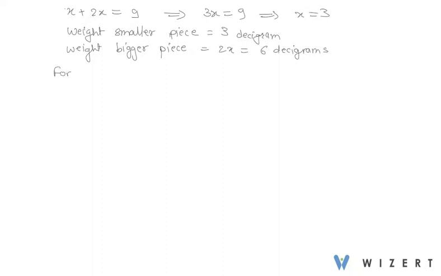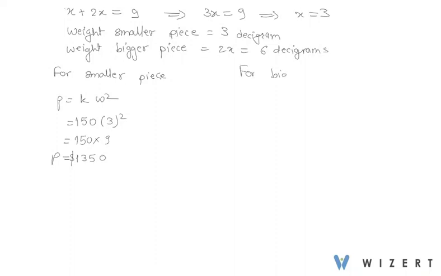So for the smaller piece, price equal to K into W square. So we have price equal to 150 into 3 square. So we have 150 into 9, so we have $1350. Price for the smaller piece. Similarly, for the bigger piece, price will be equal to KW square. So we have 150 into 6 square. So we have 150 into 36.